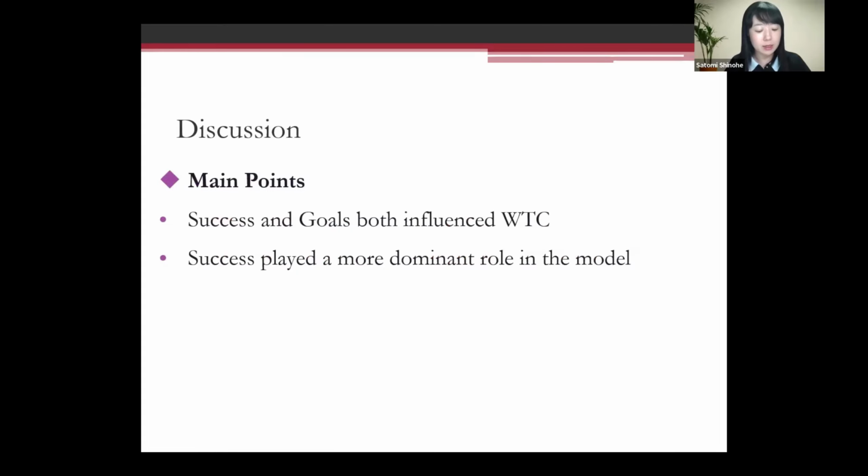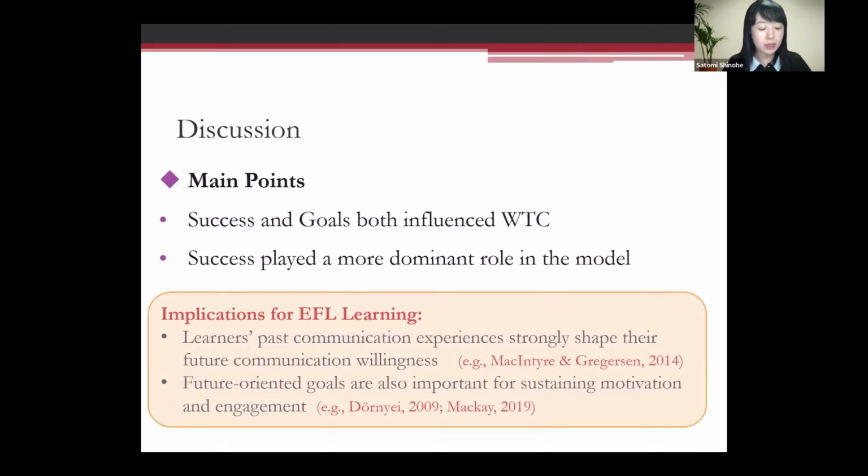So to summarize the discussion, both successful communication experiences and learning goals significantly influence WTC. However, successful experiences played the more dominant role. This finding supports previous research suggesting that learners' communication history strongly shapes their future willingness to communicate. At the same time, future-oriented goals remain important because they help sustain motivation and engagement in language learning. Therefore, both past experiences and future goals should be considered when promoting WTC.